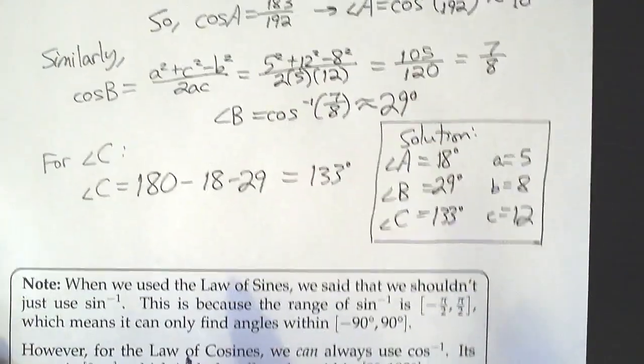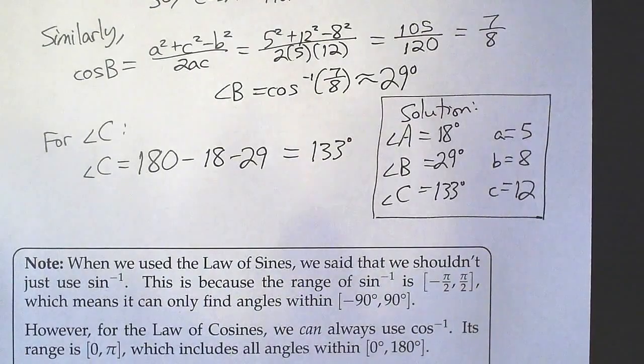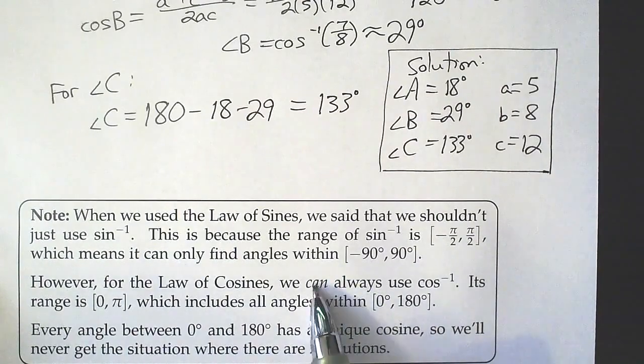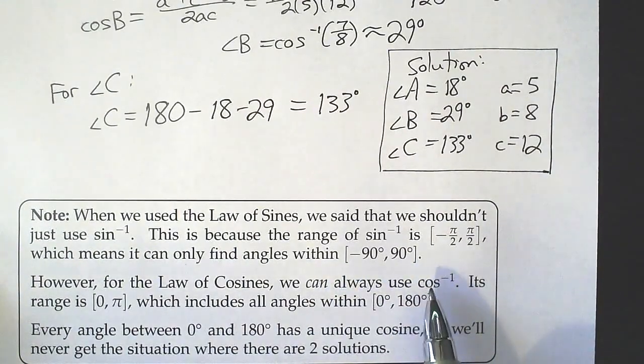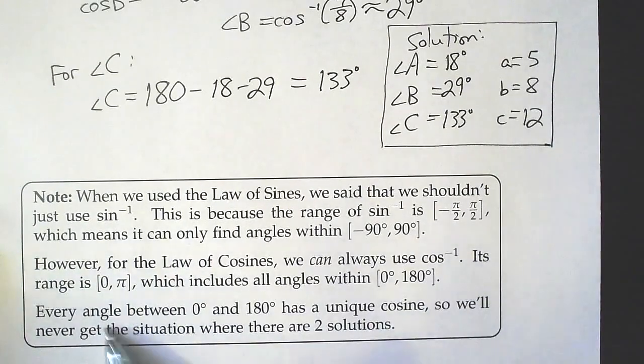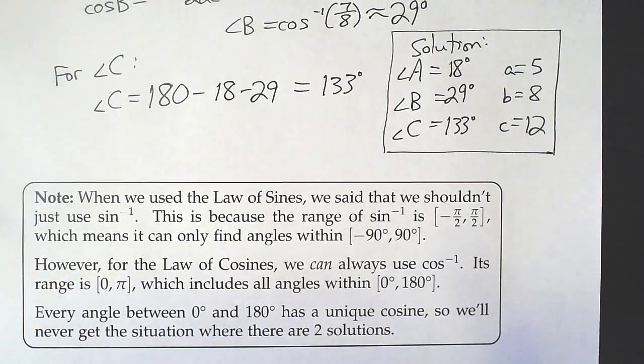So you may have looked at this in the middle of the problem, but yeah, when we use the law of sines, I said we should not just automatically use inverse sine because of the issue with the range. But for the law of cosines, it is okay to always just use inverse cosine because its range does match up with all possible angles in a triangle. So, yeah, we never get that situation where there are two solutions to choose from. So the law of cosines is a trickier formula, but I guess the one good piece about it is you'd never have that complicated situation with two solutions.